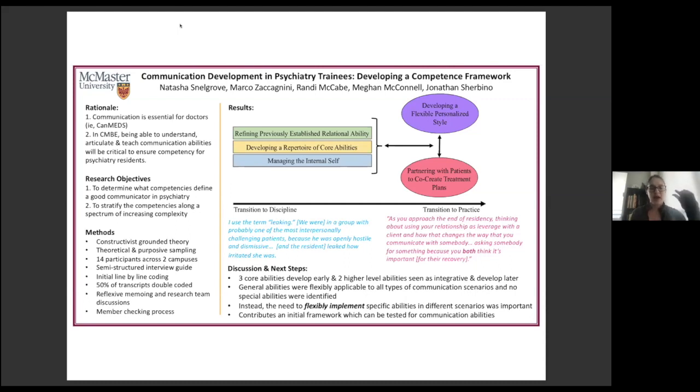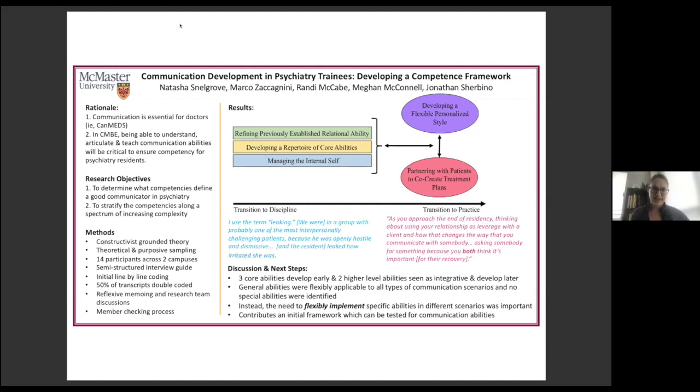So that first chunk was refining a previously established relational ability. Essentially, medical students develop some core communication skills in medical school, things like making eye contact and using appropriate body language and listening and empathy. And it was noted that those things were refined to a higher level during those early phases of residency training.